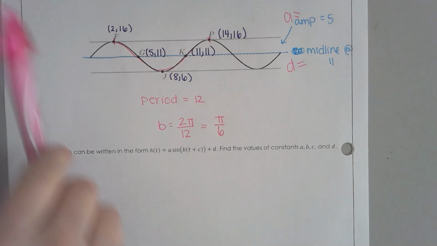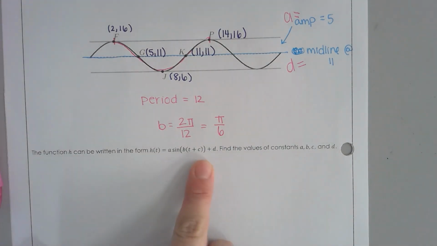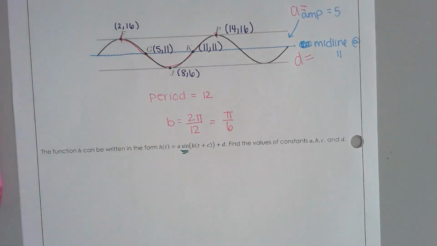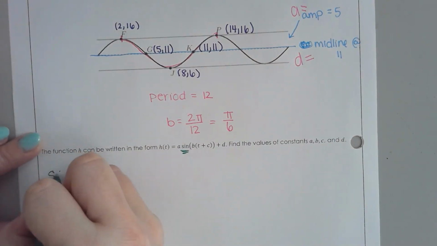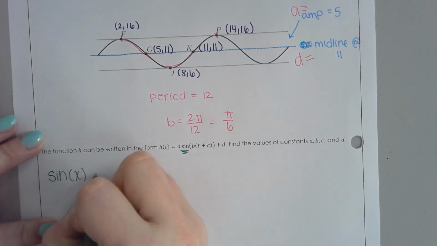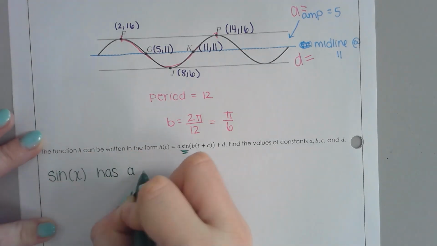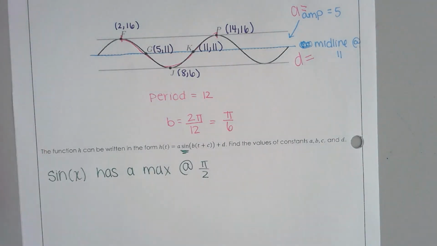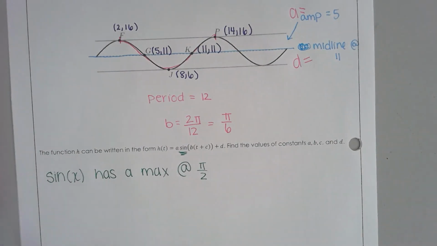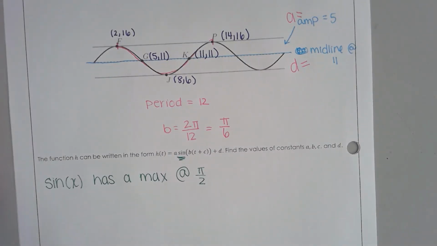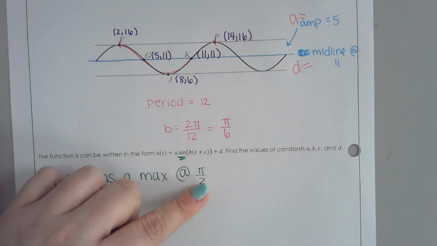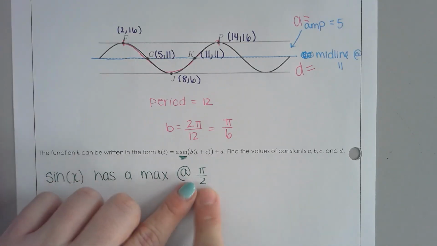Now C comes from our phase shift. And so what we know, it is telling us it's sine, and that is important. Sine of x has a maximum at pi over 2. If you just graph regular sine of x, any maximum would work, but just the very first positive one is pi over 2, so it just makes that the easiest one to use.